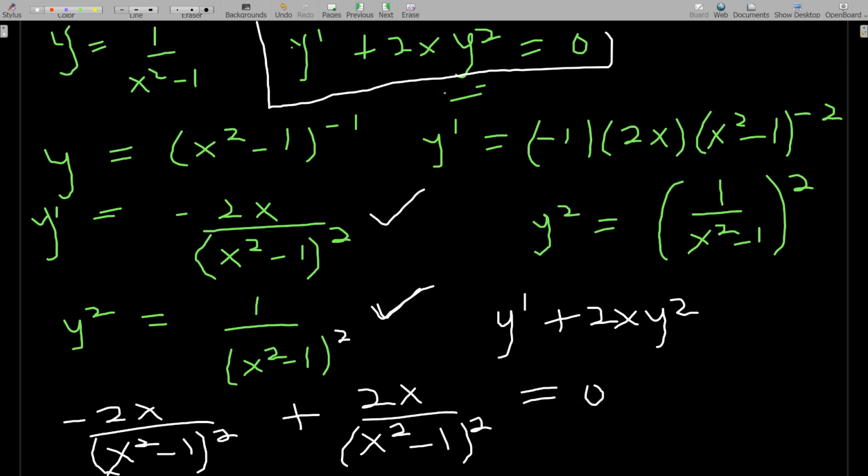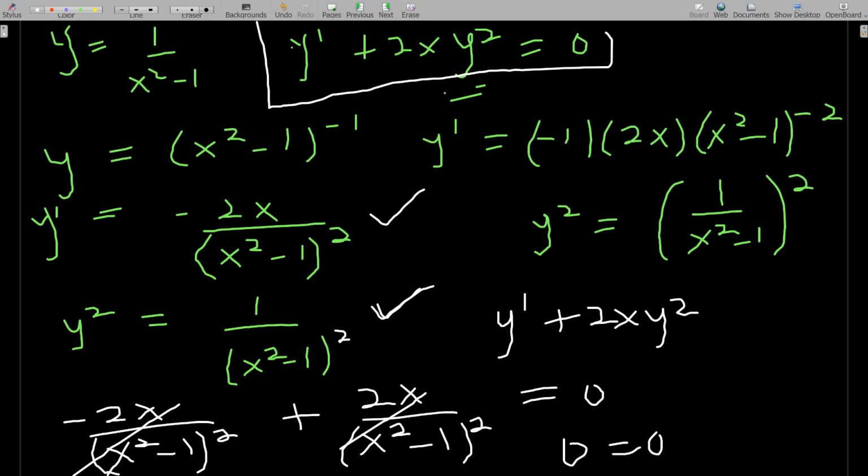0. Indeed, the first term is the same as the second term, and there is a minus, so this will cancel this, and I'll have 0 equals 0, which shows that since both sides are equal, the function y equals 1 over x squared minus 1 is a solution to the differential equation y prime plus 2xy squared equals 0.